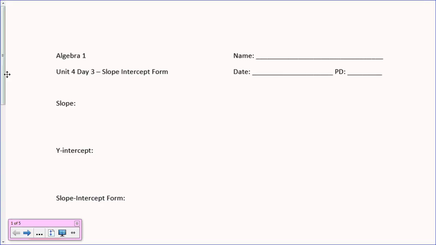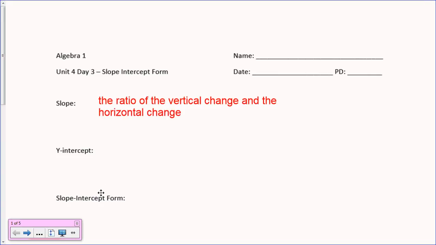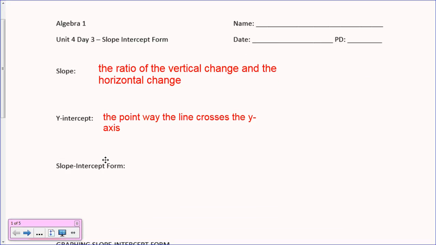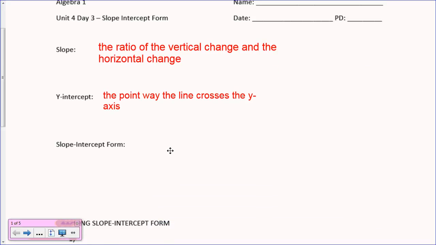So, let's go ahead and do vocab. Slope, you guys already know this. It's a ratio between the vertical change and the horizontal change. Okay? Y-intercept, the point where the line crosses the y-axis. I don't know why it says y. Oh well. And then slope-intercept form is a form of the equation for a linear function, and it's y equals mx plus b. Again, we've already seen all this stuff. Now we're going to be using it a lot more, okay?